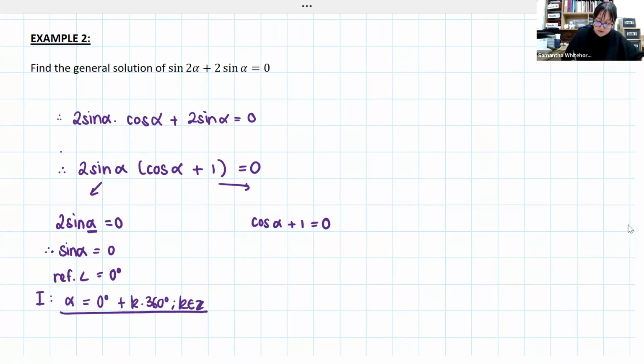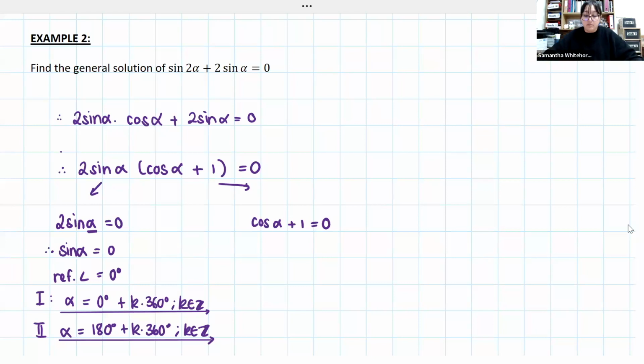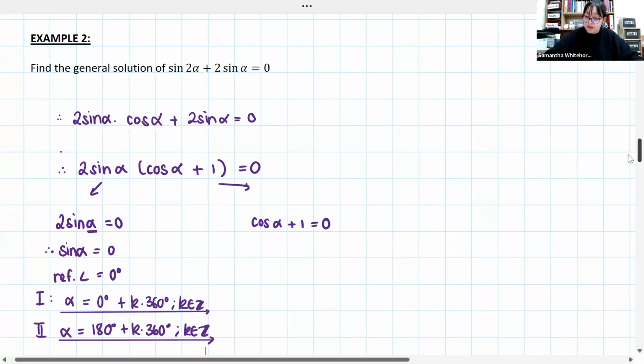Got that first solution. Our second solution is then in quadrant 2. Quadrant 2 is 180 minus 0, which is still 180. So 180 plus k times 360. All right, if you don't agree with anything I'm doing, please just shout. Yeah, it's absolutely fine, but we're just following those same 5 steps that I wrote down earlier.